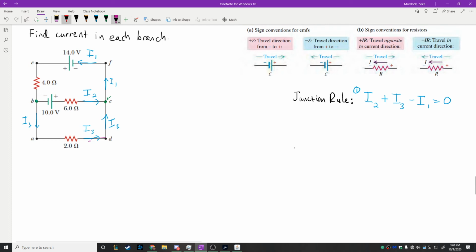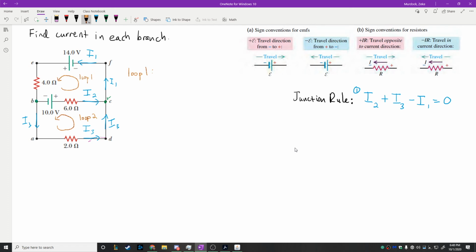Now, there are 3 loops that we can find in this problem, and I'll label all of them here. It makes absolutely no difference what direction you choose, but you have to choose a direction. You're either going to go clockwise or counterclockwise. This is going to get a little bit messy. So what I'm going to do is I'm just going to draw it like that. I'm going to call that loop 1. And then I'm going to go like this, and I'm going to call that loop 2.